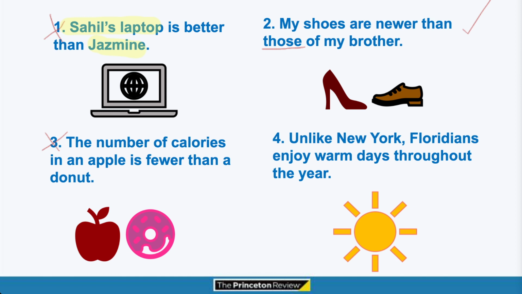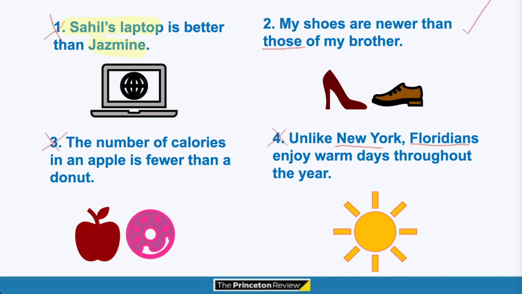And then the last one here, unlike New York, when you're thinking about it, clearly we're talking about there being more sunny, nice, warm days in Florida than there are in New York, but that's not what the sentence says. The sentence is comparing New York with Floridians. But New York's a place and Floridians are people, so you can't compare a place to people.